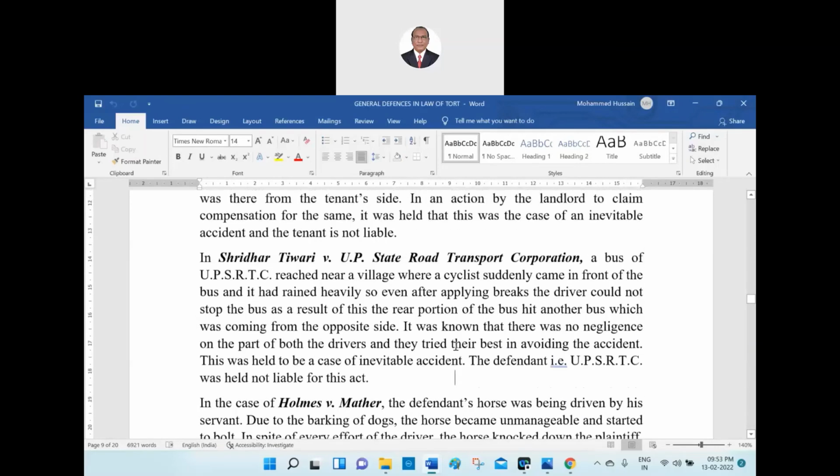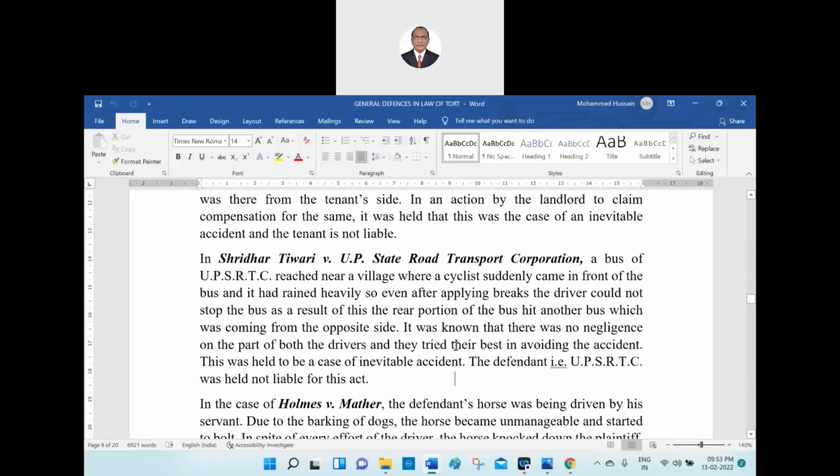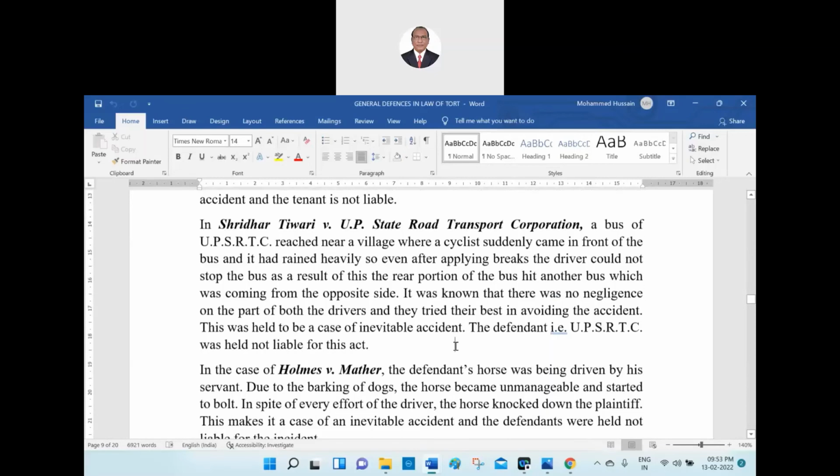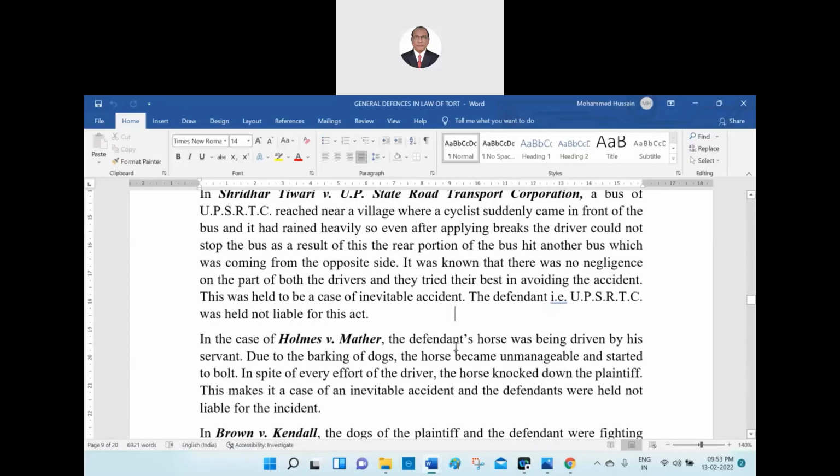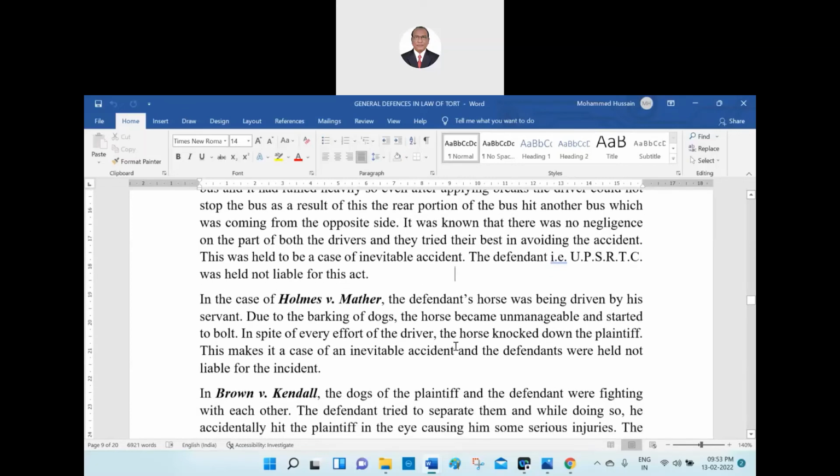So this is Sridhar Tiwari versus UP State Road Transport Corporation: swerving the bus, trying to avoid the accident, but the boy came over there and the rear portion hit it, hence it is an inevitable accident. So the next case law is Holmes versus Mather, another case law. The defendant's horse was being driven by his servant. Due to the barking of the dogs, the horse became unmanageable and started to bolt.